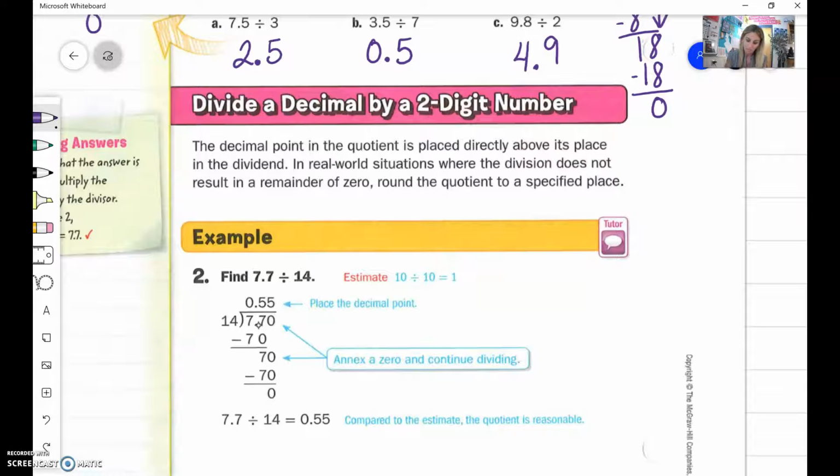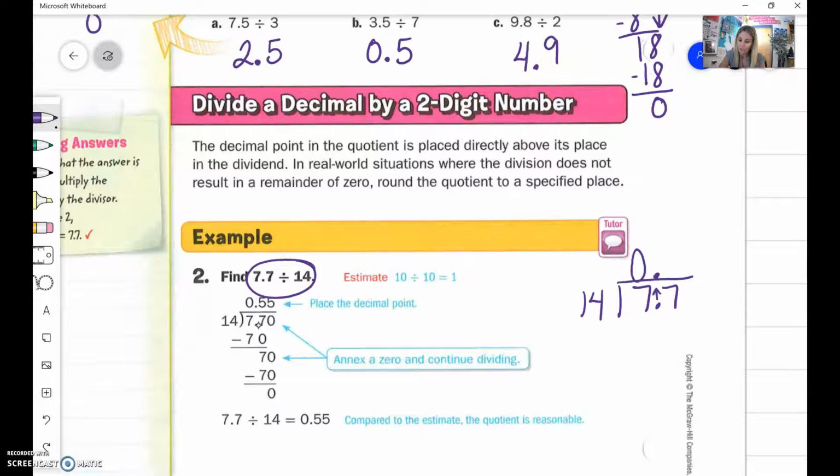So, taking a look at this, okay, you have 7 and 7/10. That is so sloppy. Let's try that again. 7 and 7/10, and we're dividing it by 14. So, notice what they did. They moved that decimal point straight up. They know that if I have 7, I cannot make a group of 14. So now I'm going to move on.